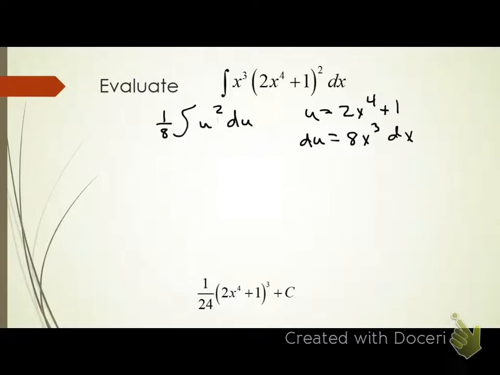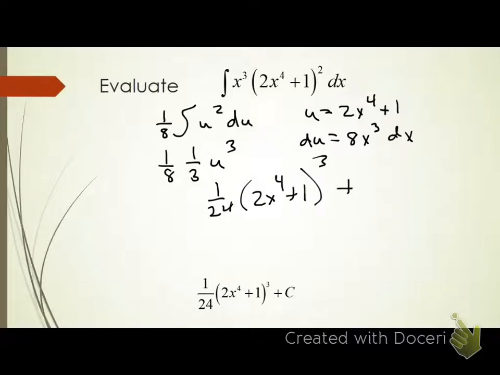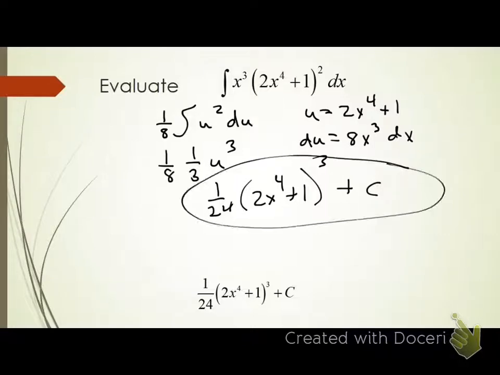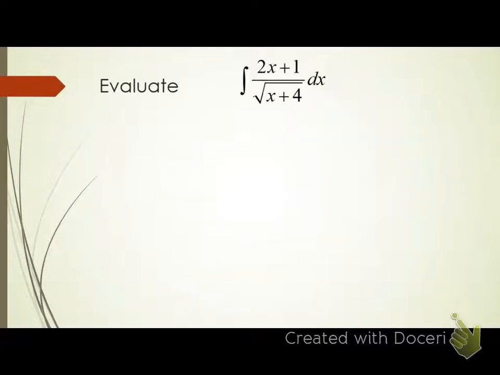What's the antiderivative of u squared? 1/3 u cubed times 1/8. So 1/24. Replace u with 2x to the 4th plus 1, cubed. And don't forget that plus c. You like it? Good. You guys should be going, yes, I like that problem.